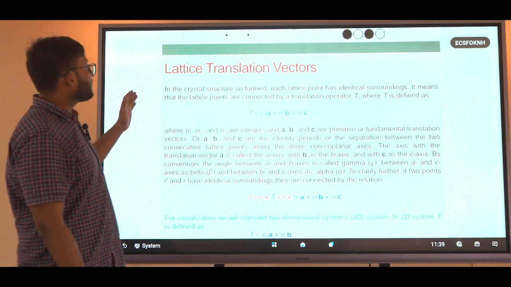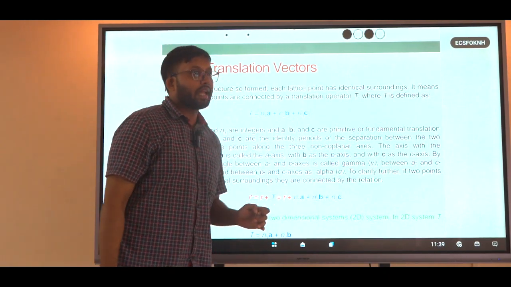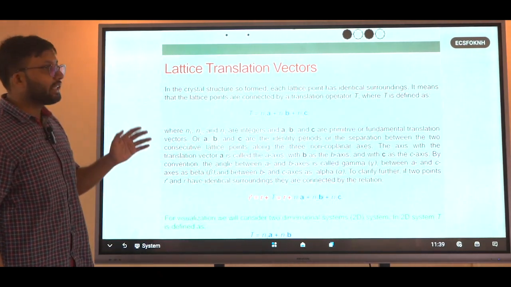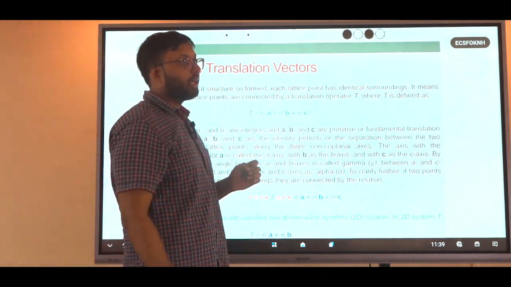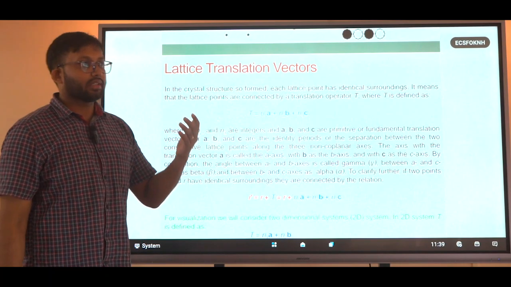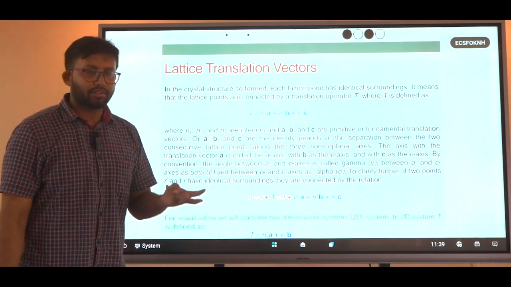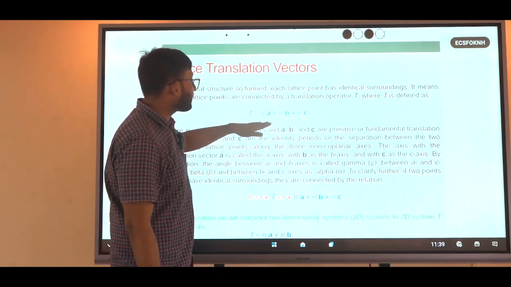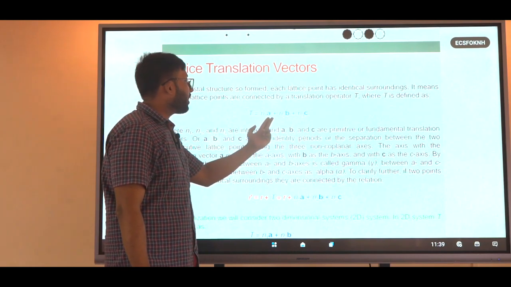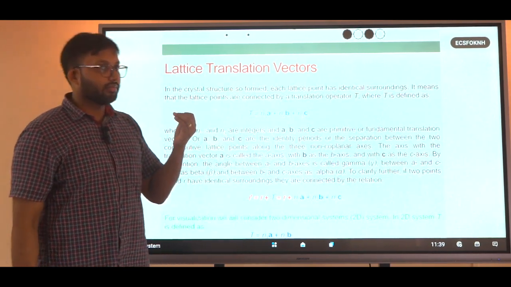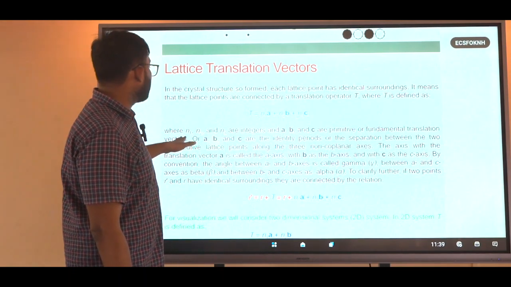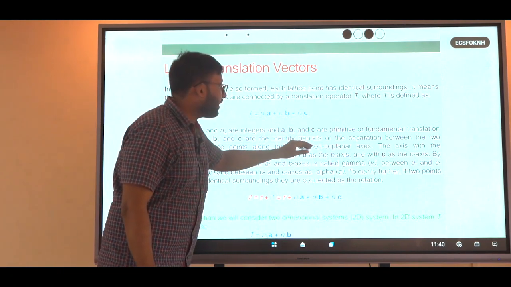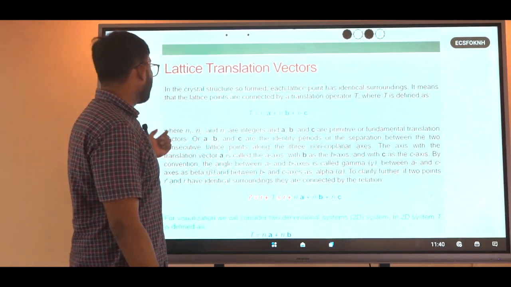So coming to the next point, that is lattice translational vectors. Translation means moving from one point to another. Within a lattice, if I want to move from one point to another, and if you are thinking in a perspective of three dimensions, then we have to take 3 vectors, that is a vector, b vector and c vector, and these n1, n2, n3 will be the magnitudes. Those magnitudes will carry any of the integral values, and a, b, c will be the fundamental translational vectors.